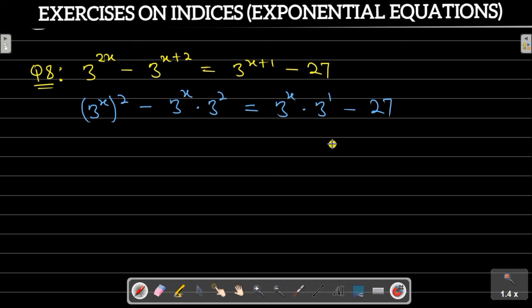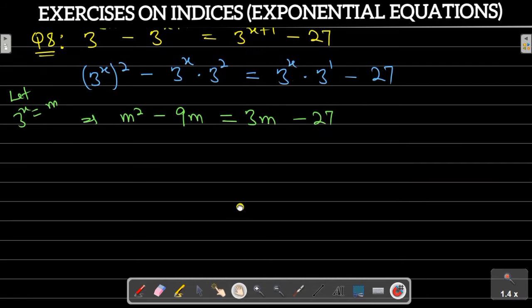Okay, so before bringing everything to this side, because we'll definitely do that, let's first of all substitute. Let 3 raised to the power of x be equal to, what should I use now? M. So that means I'm going to have m squared here minus m times 3 raised to the power of 2, which is 9. So that is 9m equal to, here will be m times 3 raised to the power of 1, which is 3. And that's going to give me 3m, then minus 27.